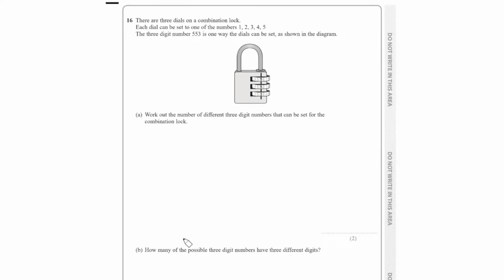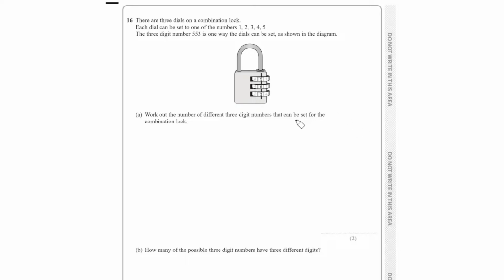Okay, this topic is called product rule for counting. That's the actual name of it if you're wondering what it was called. So there are 3 dials on a combination lock. Each dial can be set to one of the numbers 1, 2, 3, 4, or 5. So there's 5 options, right? 5 possibilities. The 3-digit number 553 is one way that the dials can be set, as shown here. Work out the number of different 3-digit numbers that can be set for the combination lock.